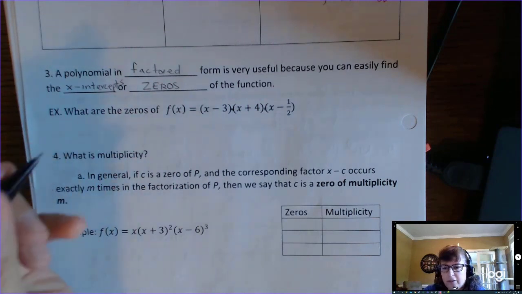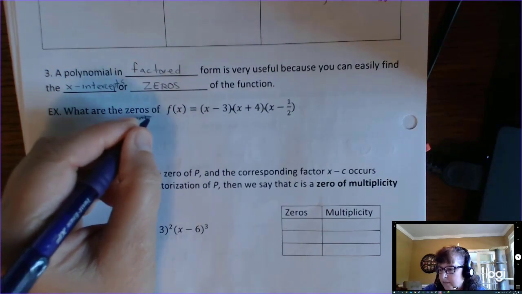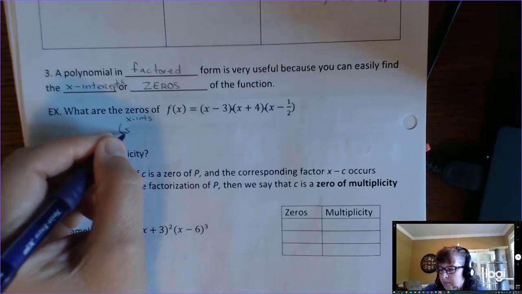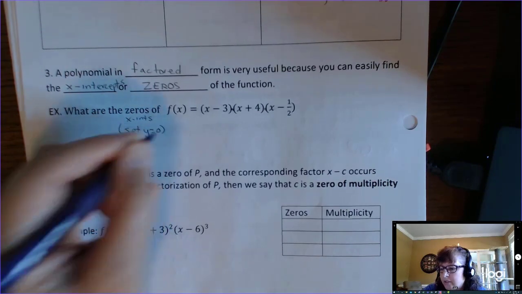So I'll do this the long way. The zeros are the x-intercepts. To find the x-intercepts, remember you always set y equal to 0.